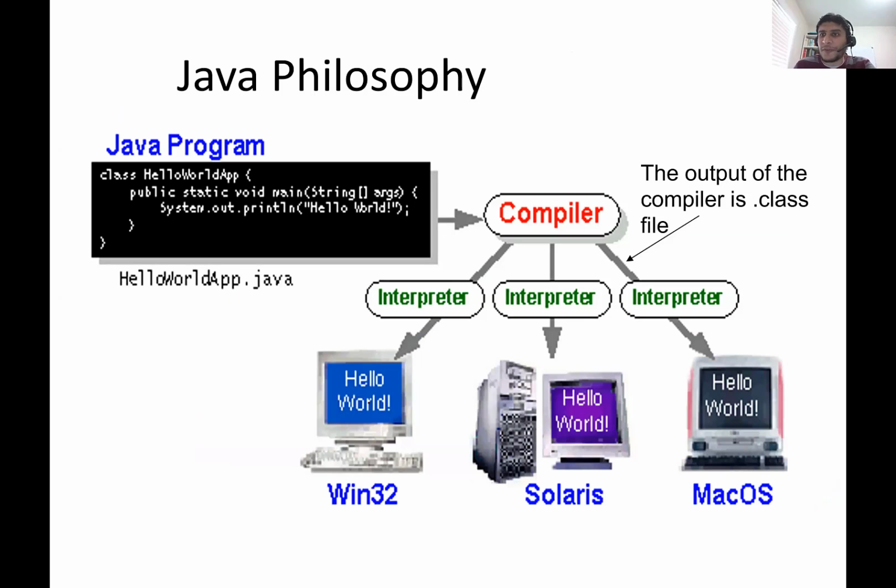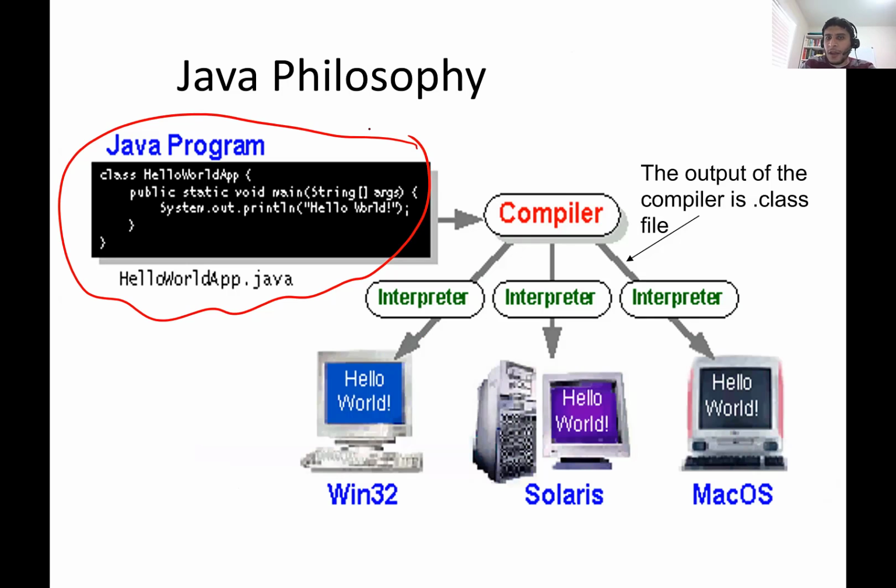On the other hand, the Java philosophy or mindset is, I have this intermediate step. So I have a Java program. This can be anything, just a hello world application. I feed it to a compiler. This compiler does not give me the assembly code. On the other hand, it gives me an intermediate representation, which is unified across all hardware and operating systems.